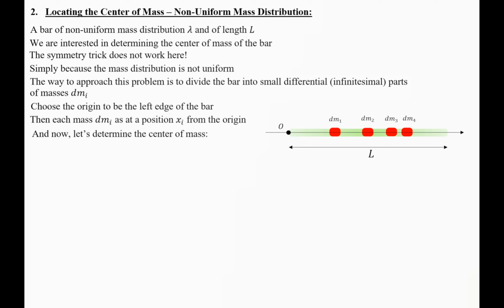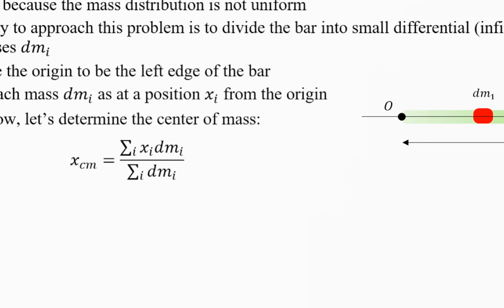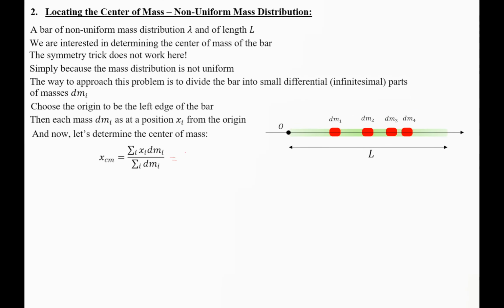And now let's determine the center of mass. After we have divided the bar into an infinite number of points like particle objects, we can use the center of mass formula, or the barycenter formula that we have introduced in class 1, which is given by the summation of xi dmi over the summation of dmi. So this can be written as x1 dm1 plus x2 dm2 plus, until we cover all points of the rod. Here we have only 4 points, but this is not the case. We need to sum up till infinity. So m1 plus m2 plus etc.